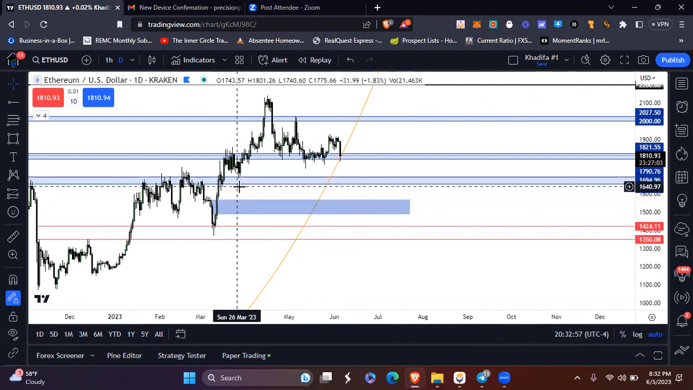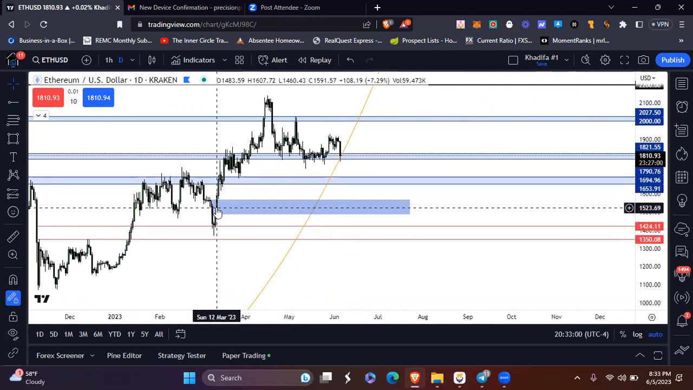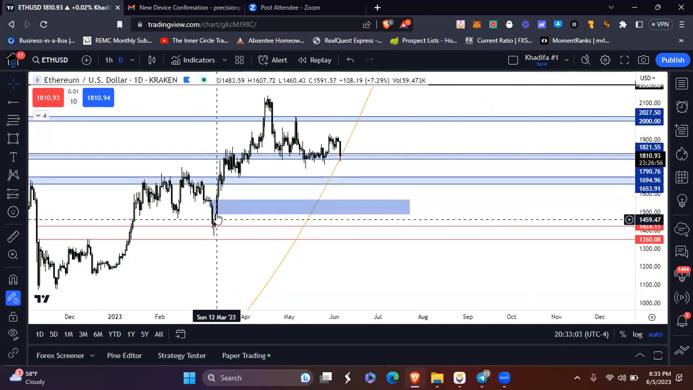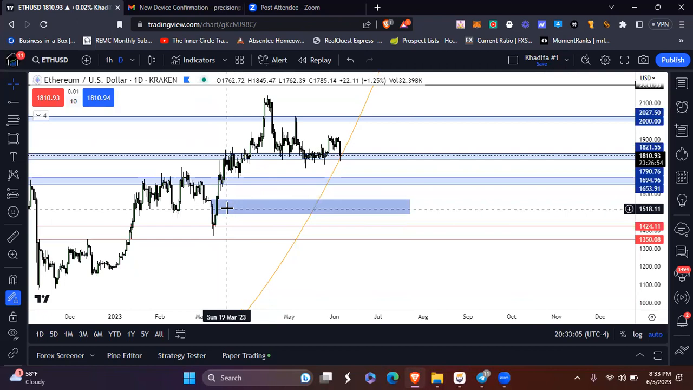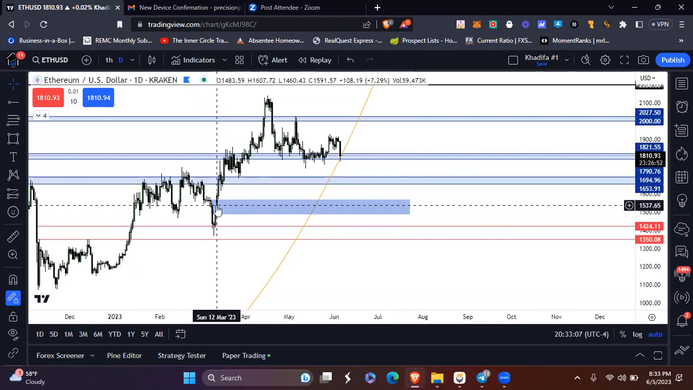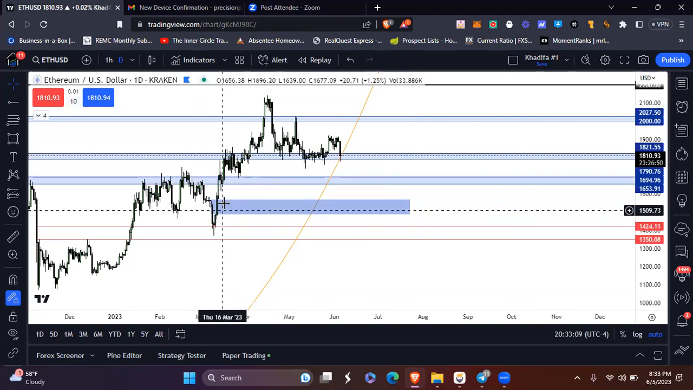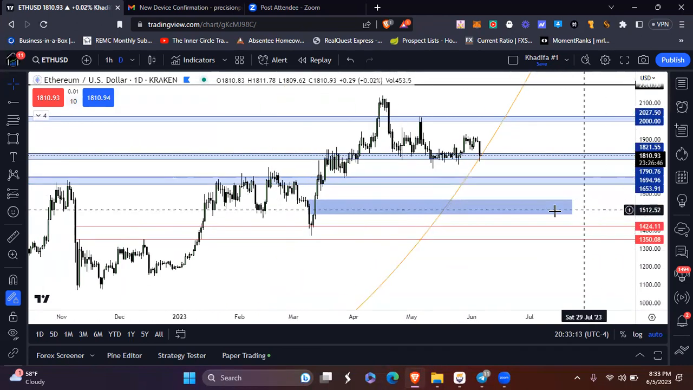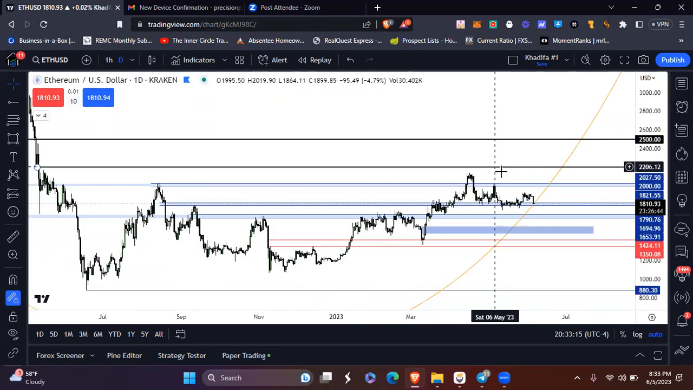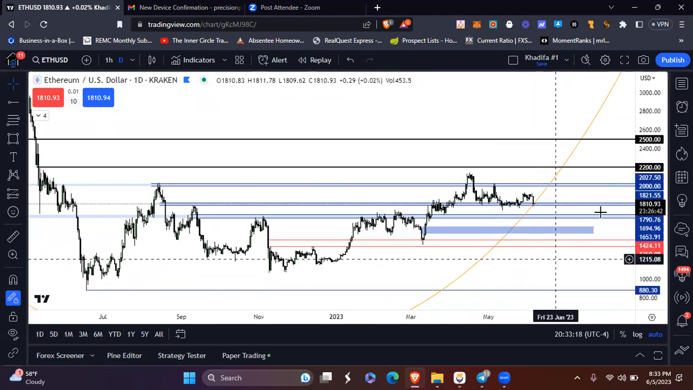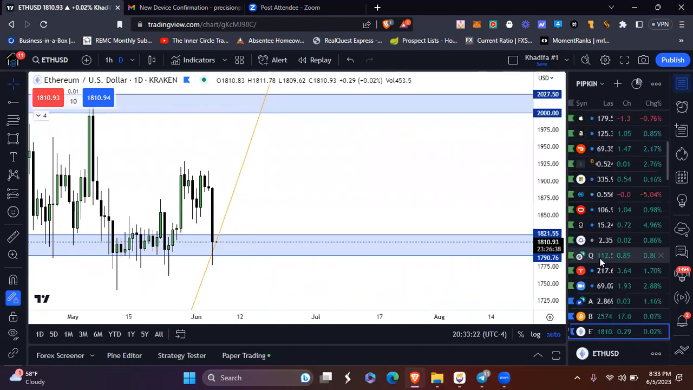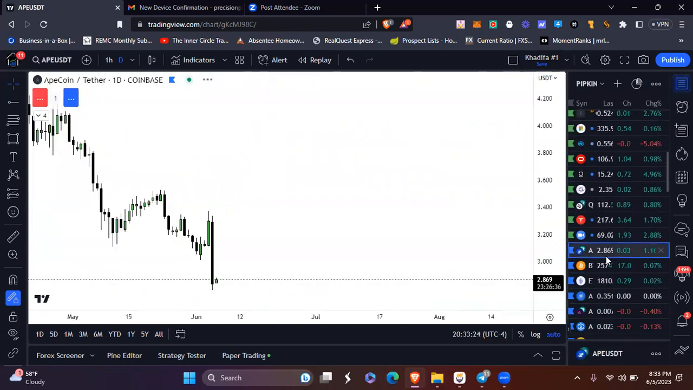And if we break that structure, right here, buy side imbalance, sell side inefficiency, aka daily fair value. So if we respect the structure that we're at now, 2,200 is our next level.